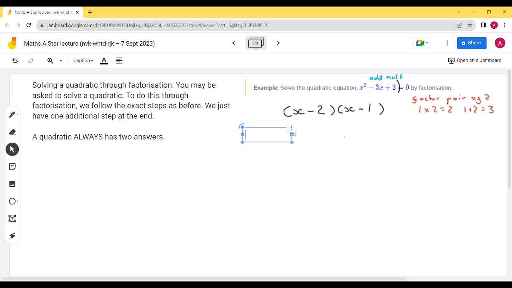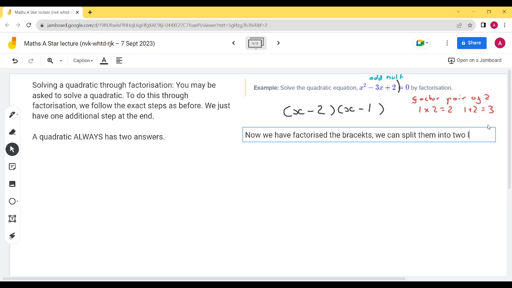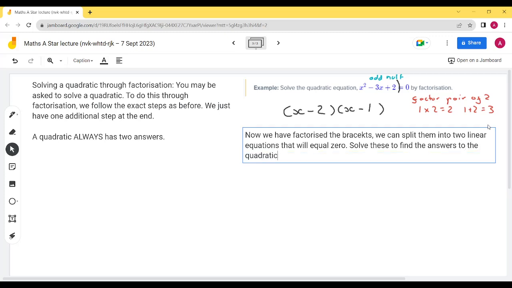And so this is where that bit before is exactly the same as what we've done. But now we have factorized the brackets. We can split them into two linear equations that will equal 0. Solve these to find the answers to the quadratic.